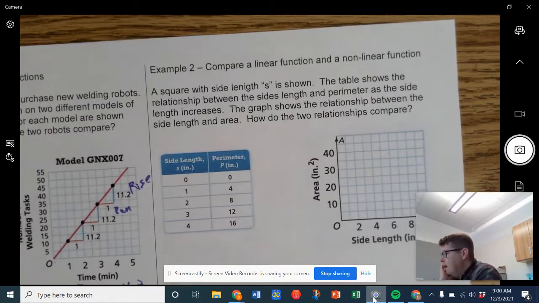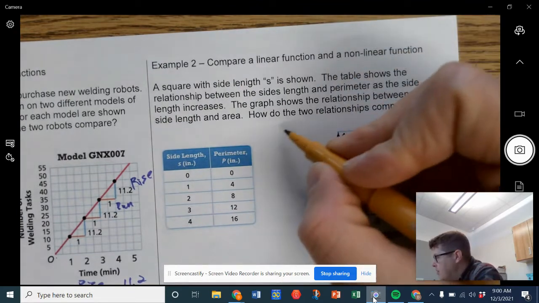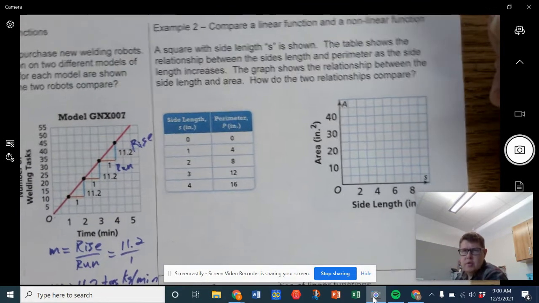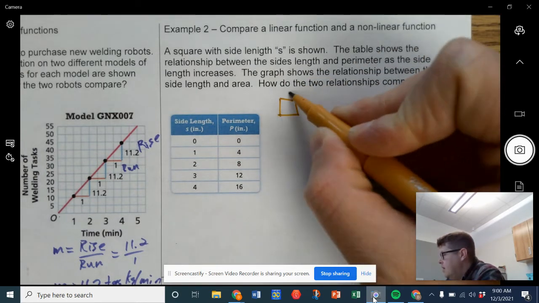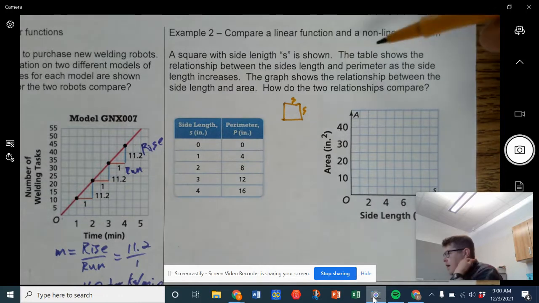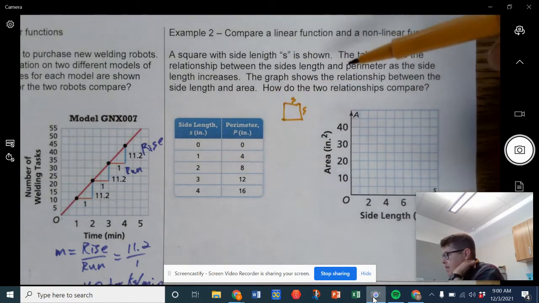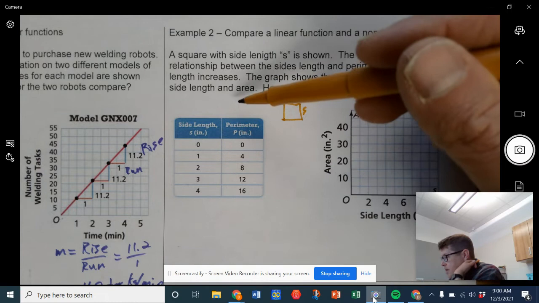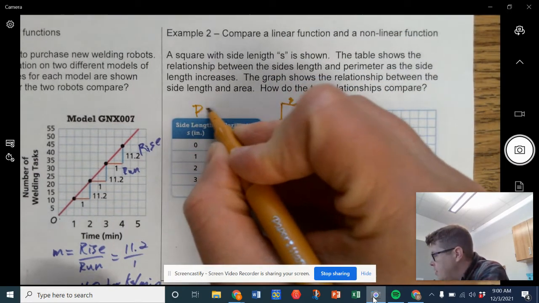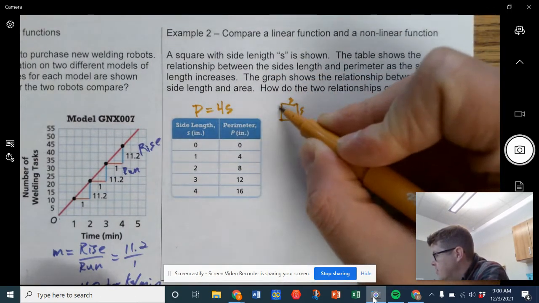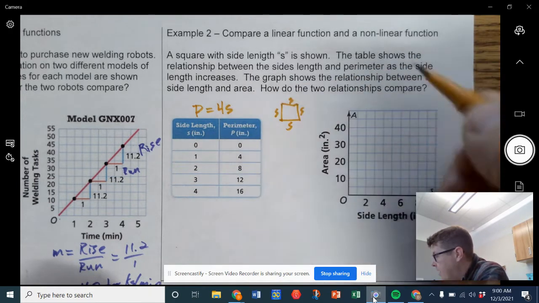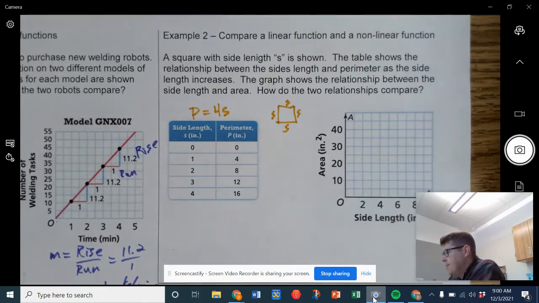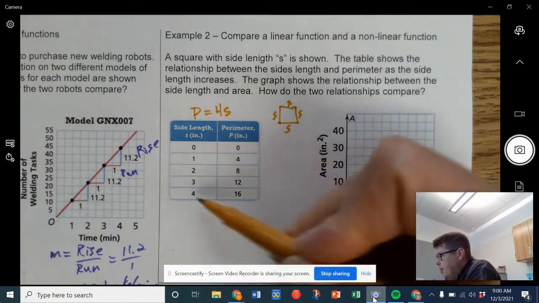Okay, so we have a square with side length S. Actually, it's not shown, but you can imagine that it's a square with a side length of S. The table shows the relationship between the side length and the perimeter as the side length increases, right? So perimeter is equal to 4 times the side length because you're figuring out all the way around. So you just add them together and you get 4S, or just take S and multiply by 4. Same thing. So that's your perimeter right here.